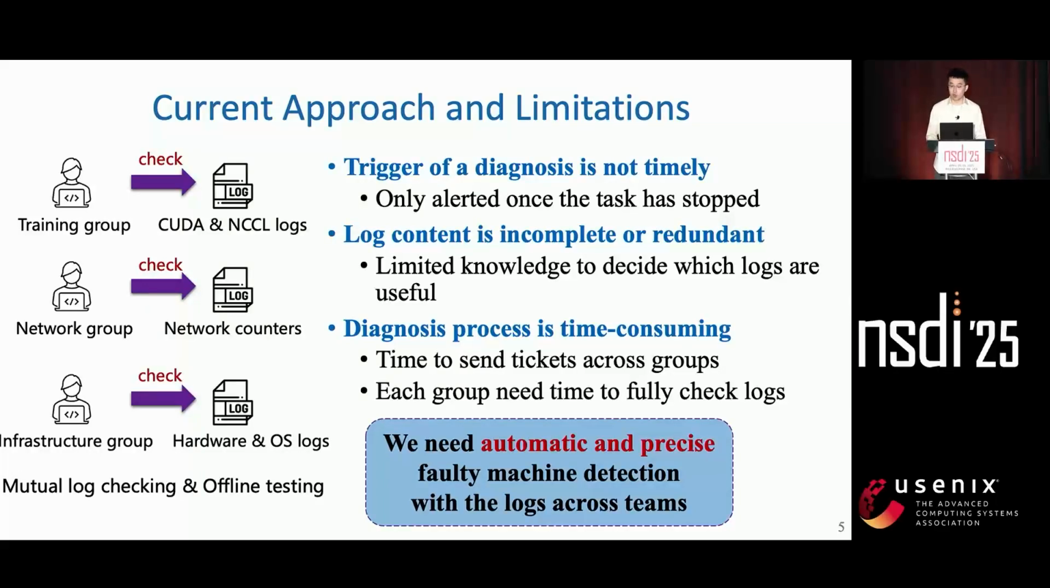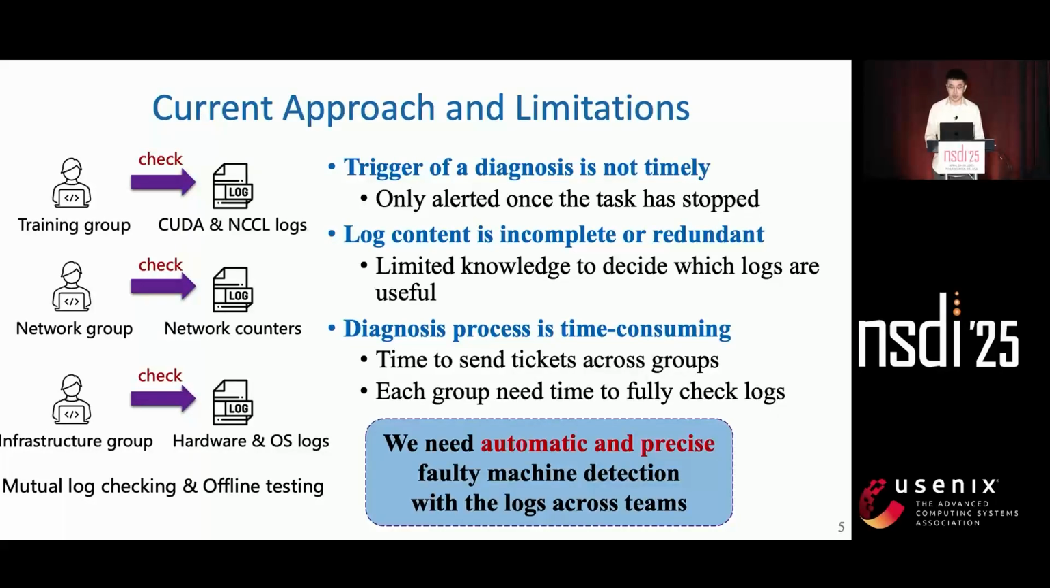A straightforward approach is to start by inspecting the existing hardware and software logs from the machines. Engineers often rely on mining tools and offline benchmarking tests. However, such a process is not efficient because the task continues running for some time before the issue is triggered. Additionally, the logs can usually be incomplete or contain redundant information.